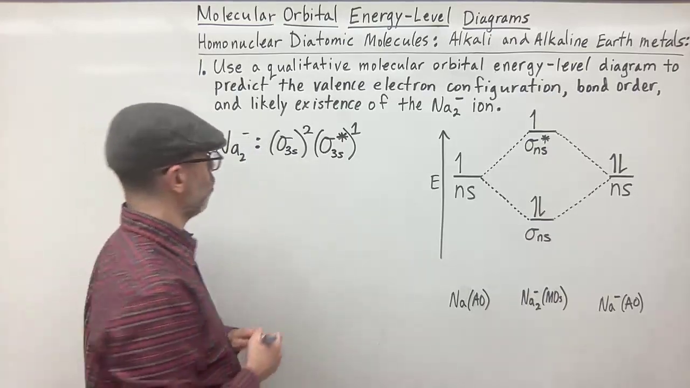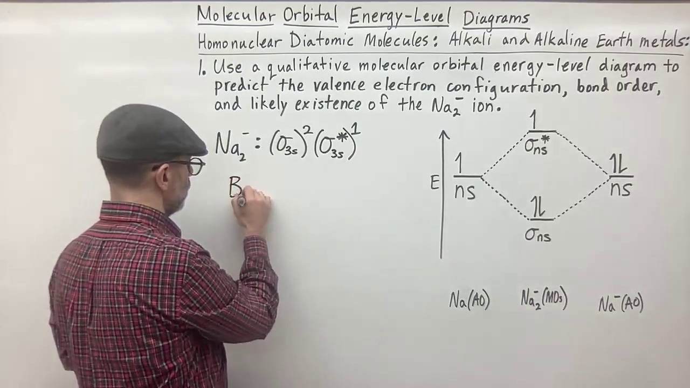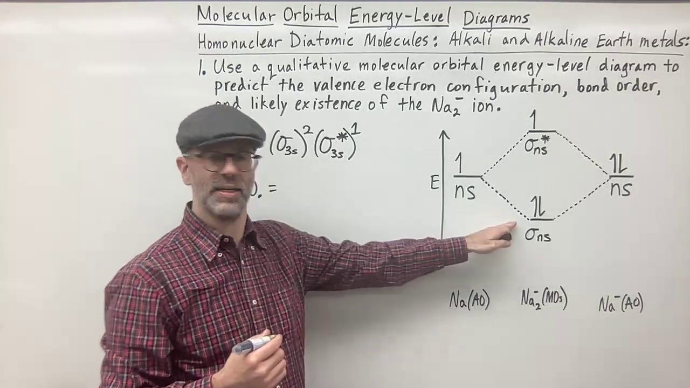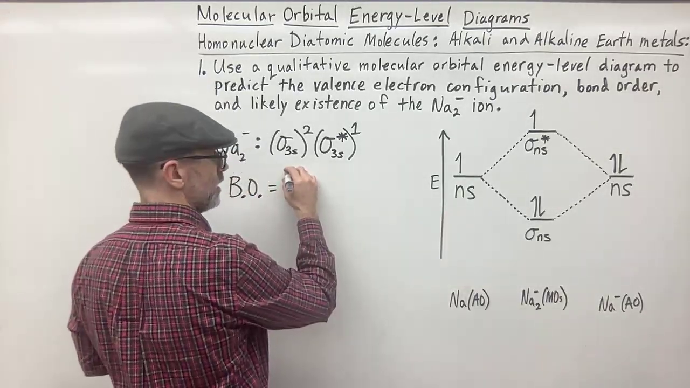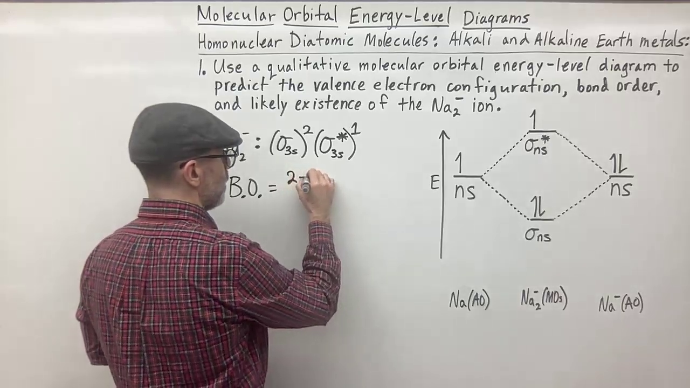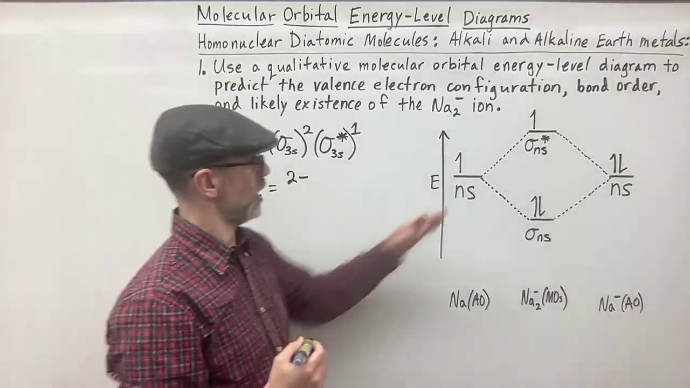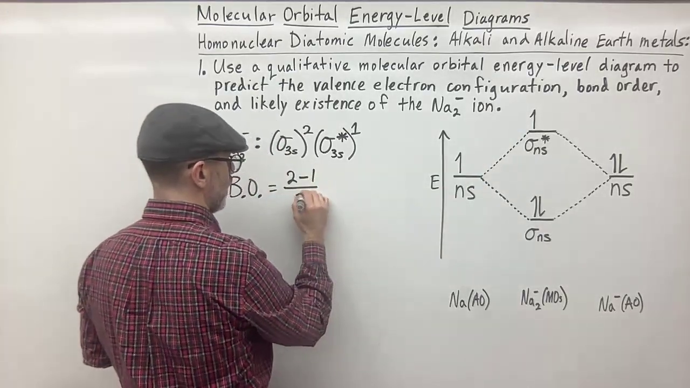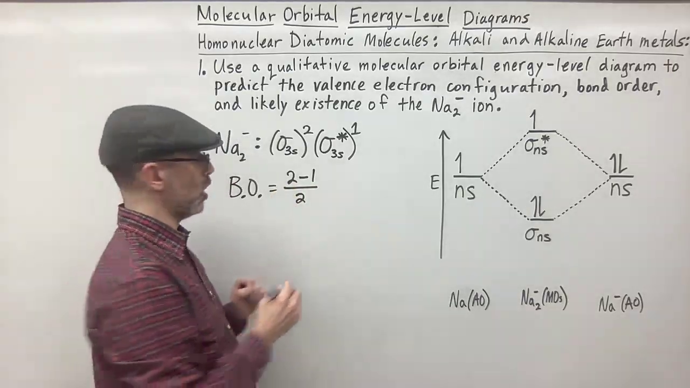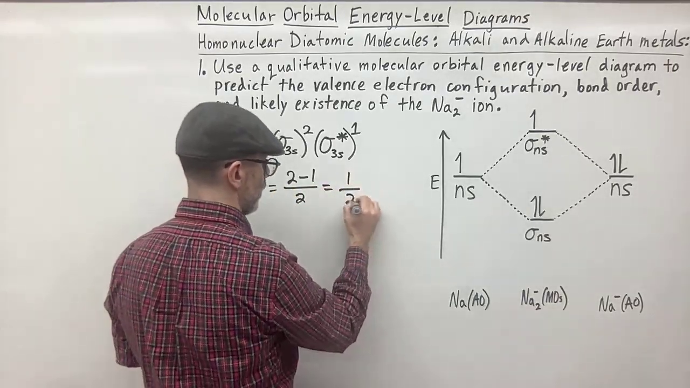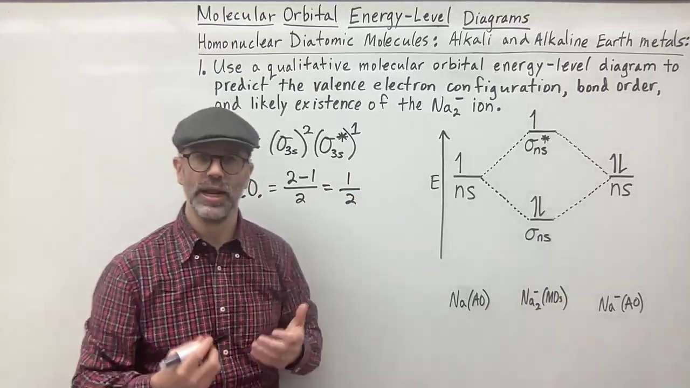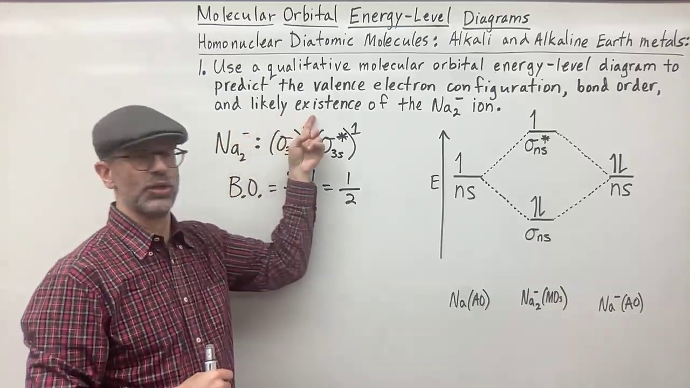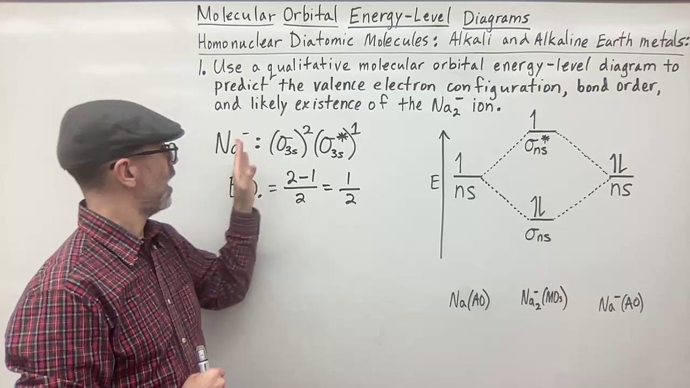What about the bond order? Bond order is equal to the number of bonding electrons, we have 2 in the bonding orbital, minus the anti-bonding electrons, we have 1 in the anti-bonding orbital, and then divided by 2. 2 minus 1 is 1, so that's going to give us 1/2. So we have a bond order of 1/2. And so to the last question, what is the likelihood of the existence of this ion?